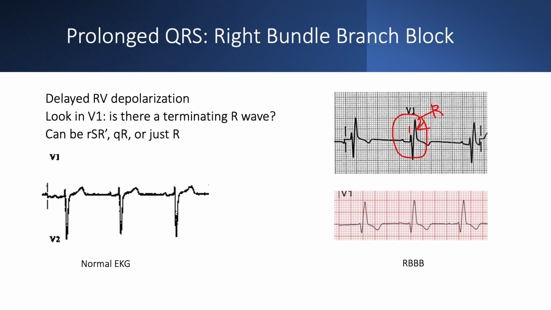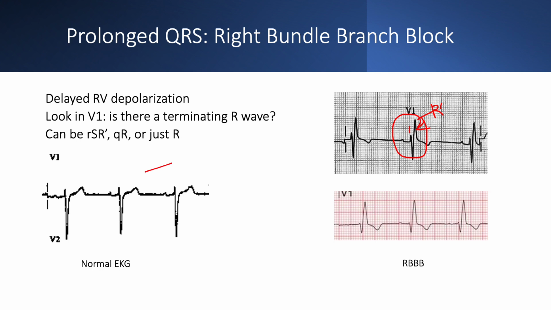Or we could have a QR or just an R. Remember, in every lead, R is the only portion of the QRS complex that is positive. Q and S are always negative. So in this example that we're seeing here, we have an R, an S, and an R prime wave. And that R prime is that terminating R wave. The last portion of the QRS complex is positive.